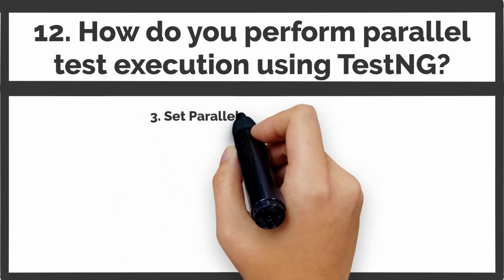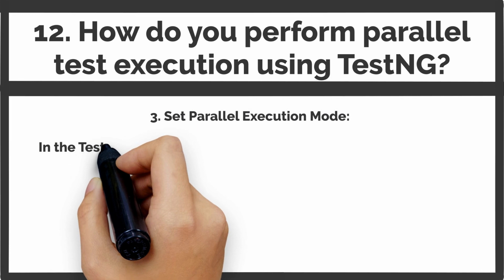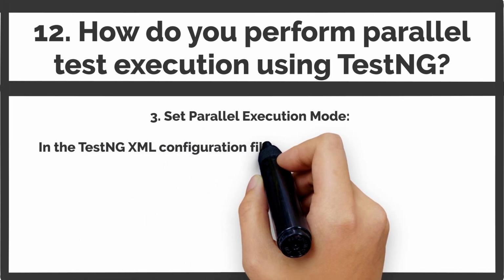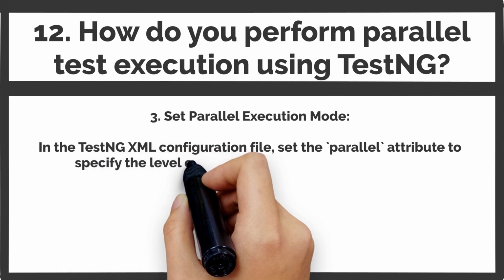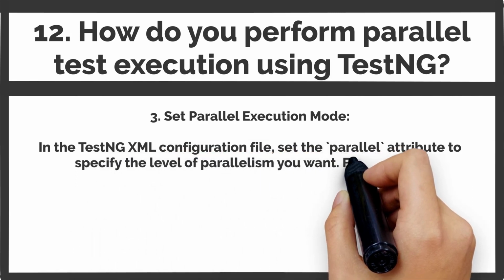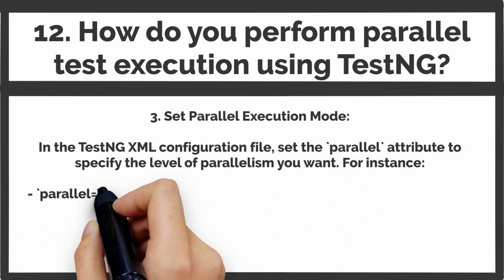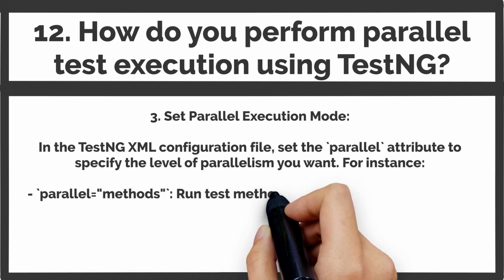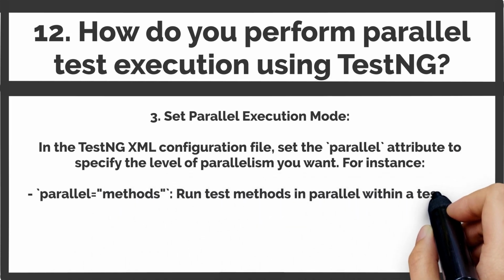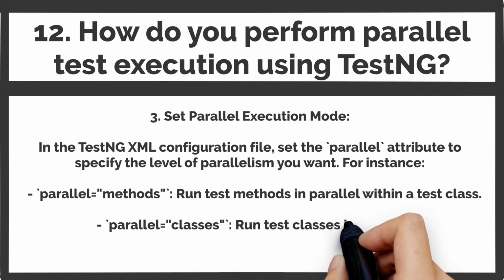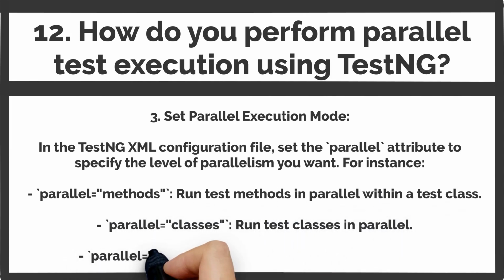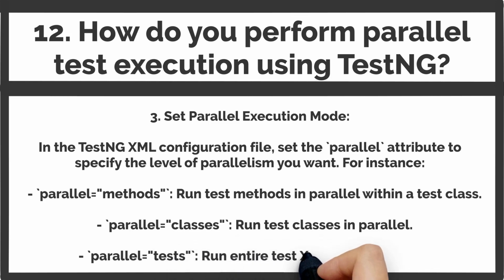3. Set parallel execution mode. In the TestNG XML configuration file, set the parallel attribute to specify the level of parallelism you want. For instance, parallel equals methods: run test methods in parallel within a test class. Parallel equals classes: run test classes in parallel. Parallel equals tests: run entire test XML files in parallel.